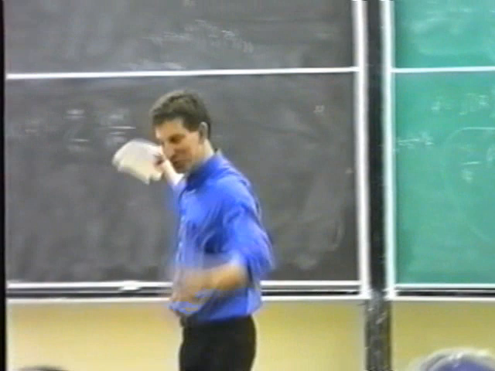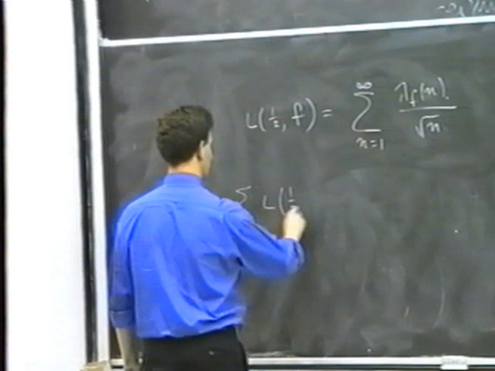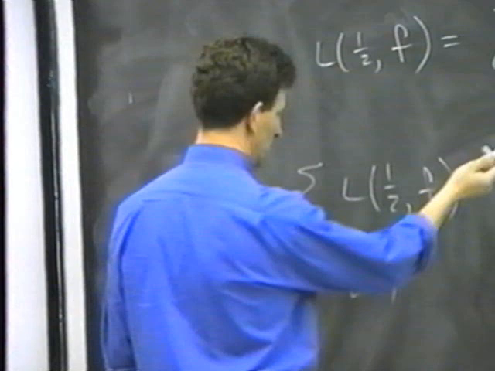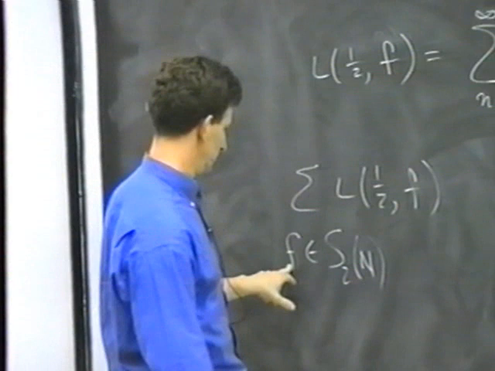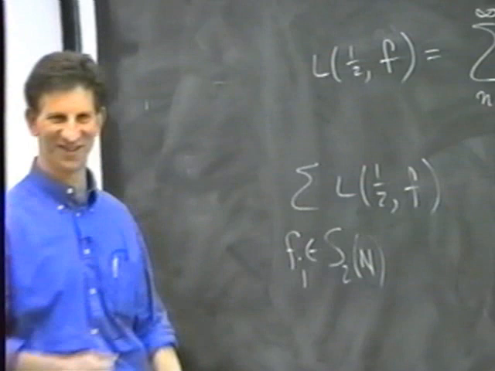That's what the value is. And one might try to do the following: take L at a half of f and sum this over f in the cusp forms S_2(N). And maybe this sum is big, then I would know a lot of these are not zero. You want to sum over the newforms f_j, with N prime. I'm not summing over an uncountable set.